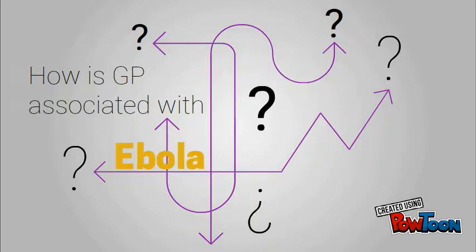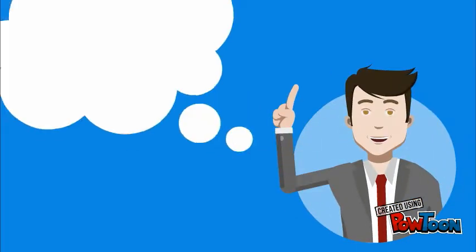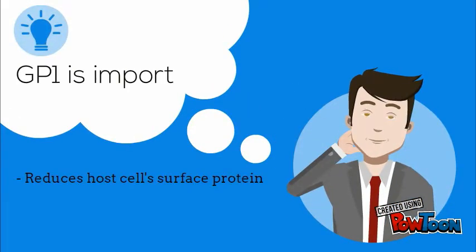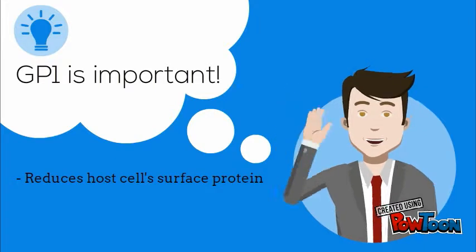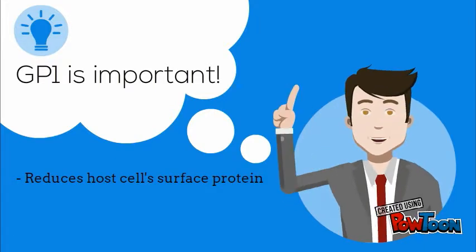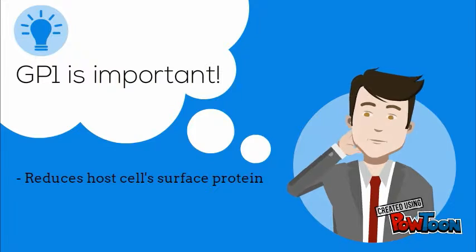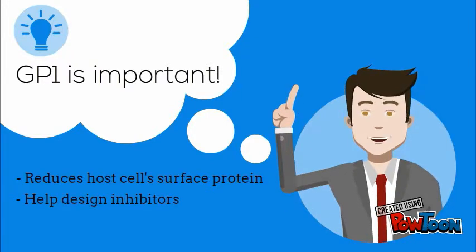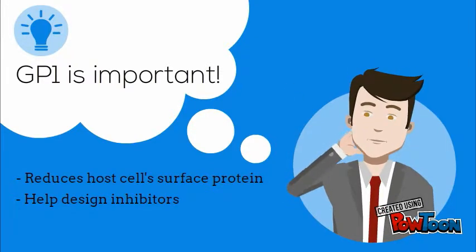How is GP associated with Ebola? The expression of GP1 can reduce the levels of the host cell's surface protein, which means that it plays an important role in viral entry. The study of the structure and function of GP can be used to design inhibitors that can prevent cells from being infected by the disease.